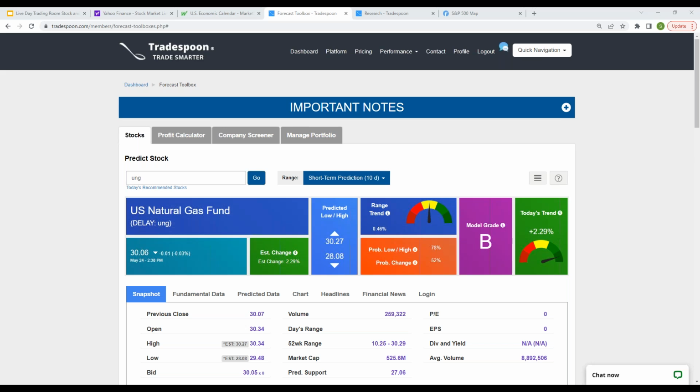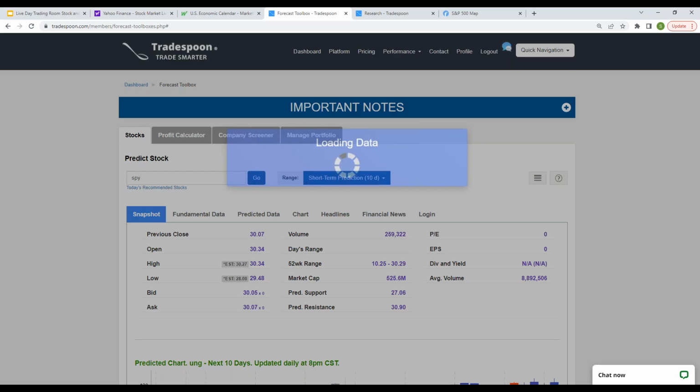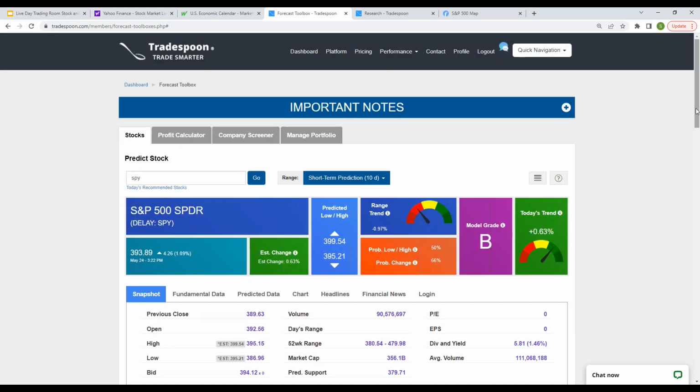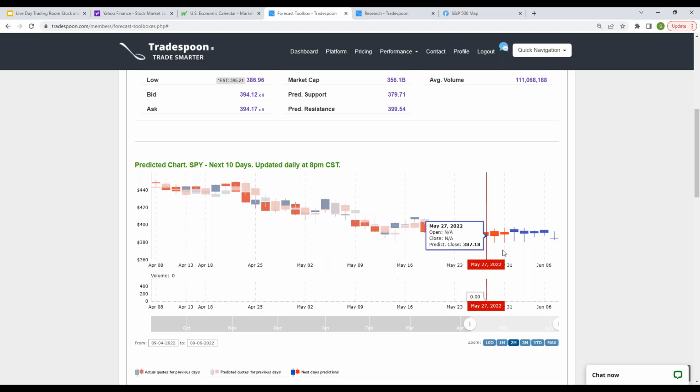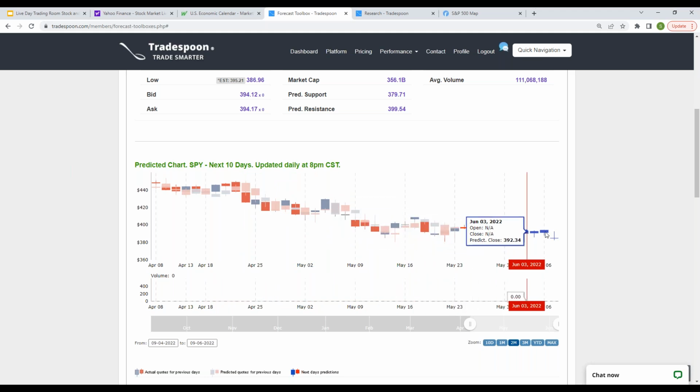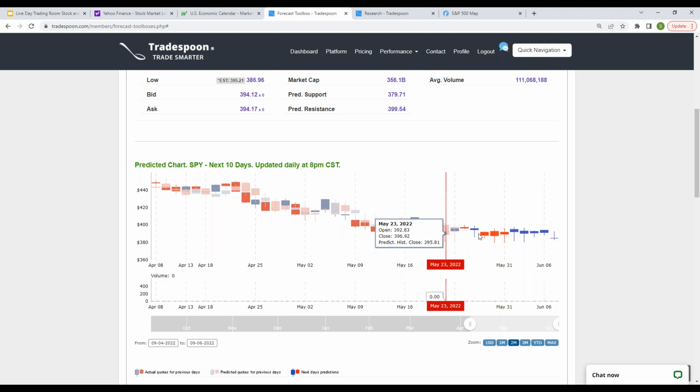Now, that's assuming you are a Tradespoon member. Some of you may be here just to evaluate what it is we do, how we do it, why we do it, what tools we use. Well, this is one of our core tools. If I bring up SPY, you can kind of see that going back here in late April, we started to get some forecasts of downward price action. That's when you want to hedge. Right now, the prediction is actually showing some stability, that we're going to hold and go sideways.